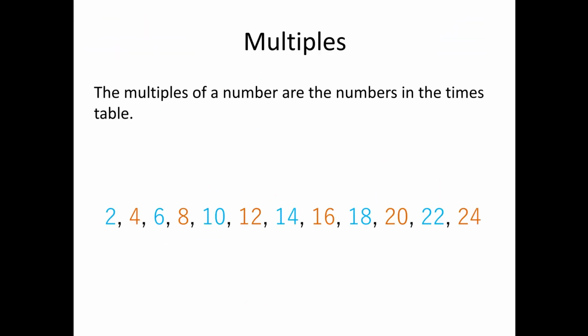Multiples. The multiples of a number are simply the number in the times tables. So you can see on the screen the multiples of 2. In orange are the multiples of 4. So for example, the first 3 multiples of 7 will be 7, 14 and 21.